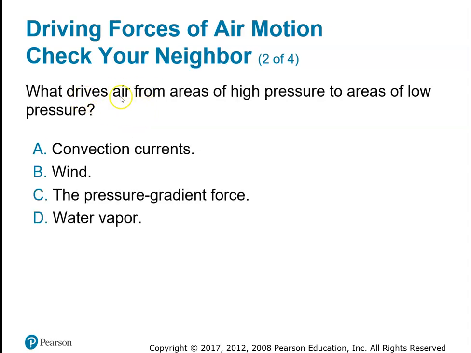And then what drives air from areas of high pressure to low pressure? That's the gradient, right? The difference in pressure. There's always got to be a difference in pressure for the air to move. All right, so the pressure gradient. What are these other answers? Because of convection, because of the wind, I mean, water vapor. You have to have that pressure gradient to get the wind and to get the convection currents.